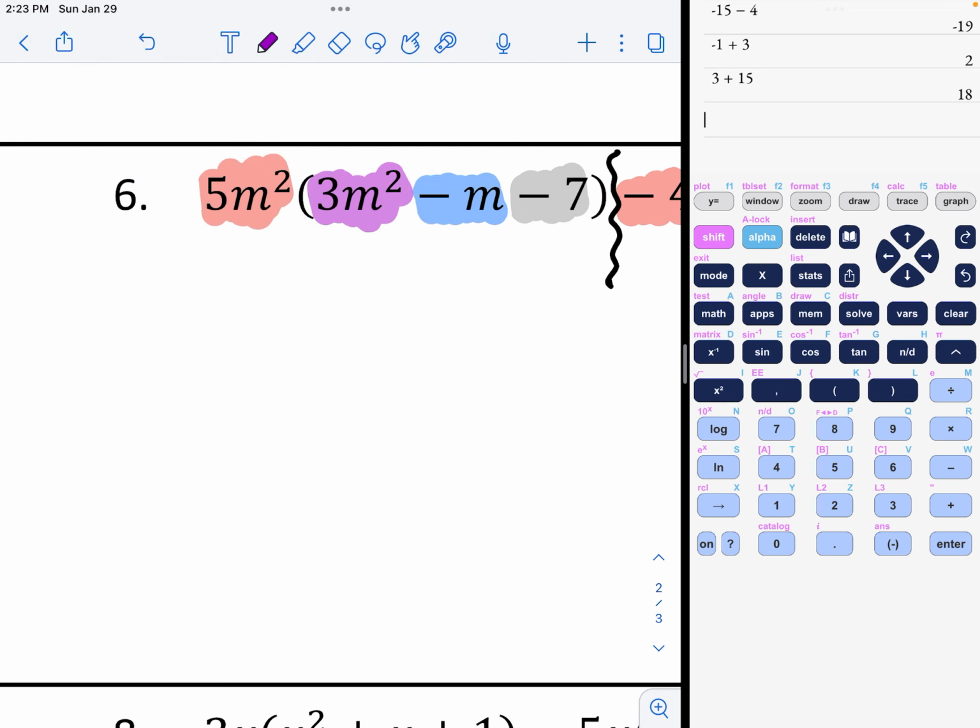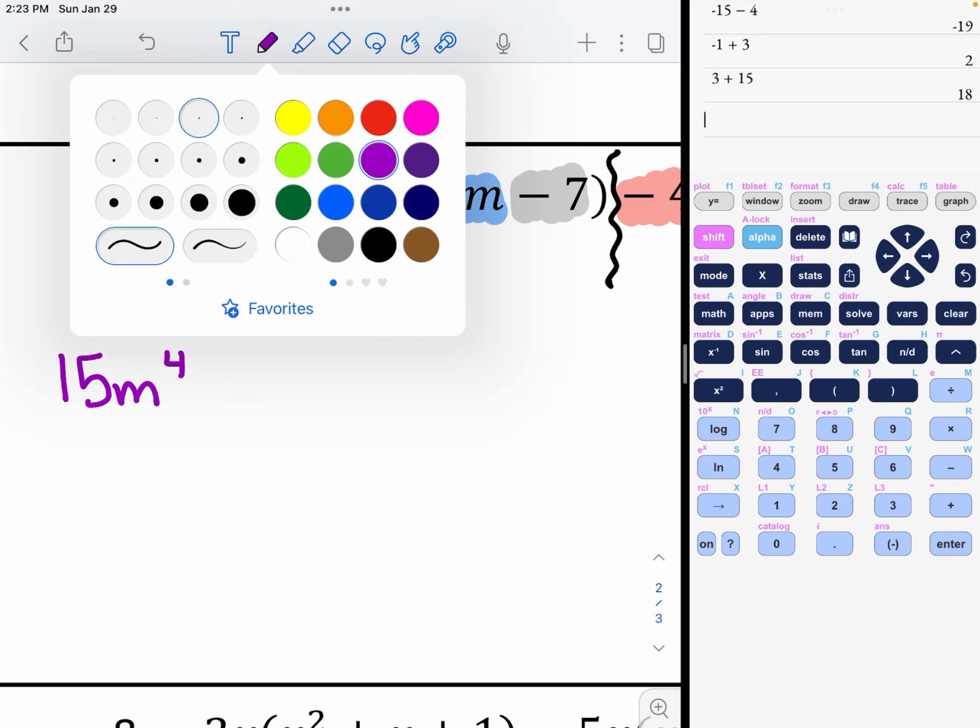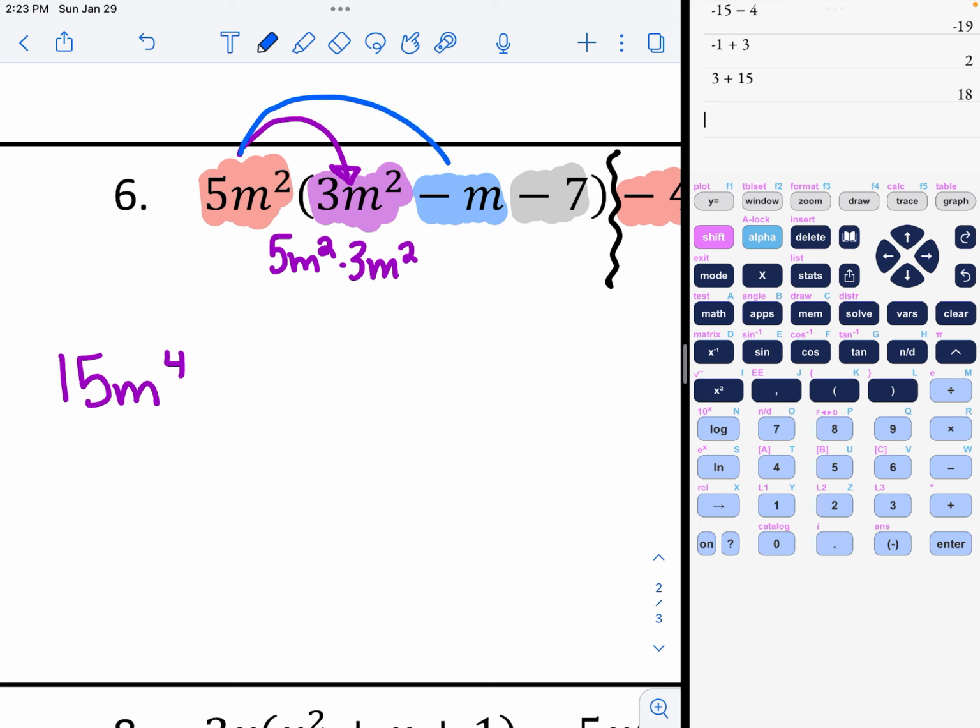So the first one we're going to do is, let's see, that's going to be 5m squared times 3m squared. And that's going to give me 15m to the fourth. And that came from that arc right there. And then I need to do 5m squared times a negative m. So 5m squared with this m. That's going to make a positive, oh, no, excuse me, that was a minus m, wasn't it? I better put a negative there.